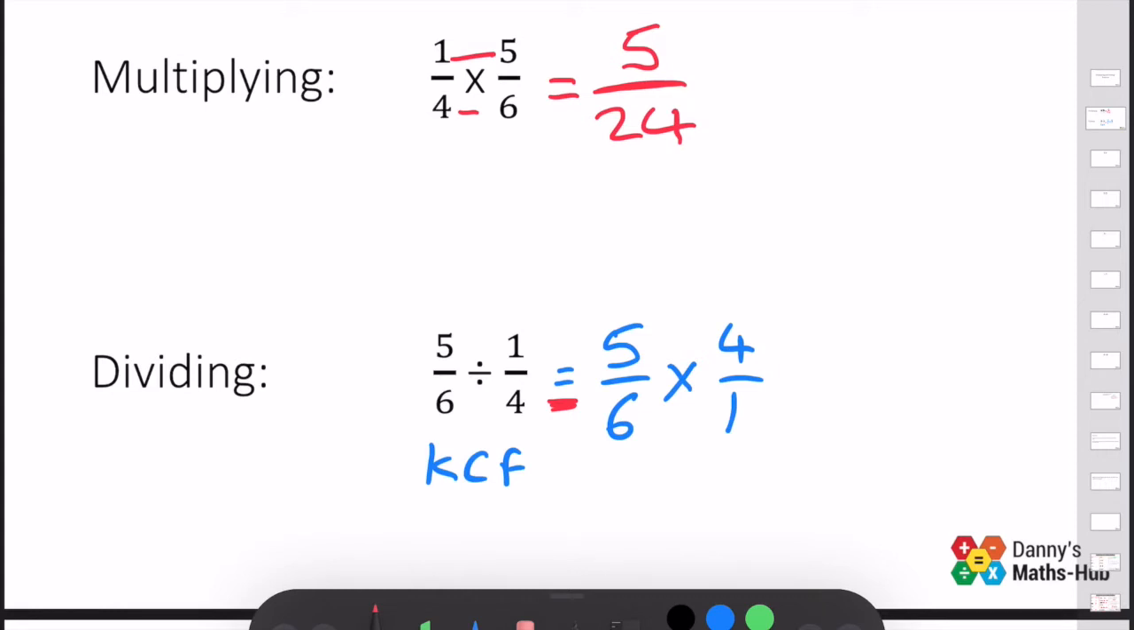Once we've done the keep, change, flip, we can now go through and simply solve this. 5 times 4 is 20. 6 times 1 is 6. Now, this is not finished. If we want the answer in its simplest form, we have to now convert this to a mixed number. An improper fraction is never in its simplest form. So if you don't know how to do this, please go back and check the video before, this is how we go from improper and mixed numbers. So let's have a look. How many 6's go into 20? 3, remainder 2. Now 2/6 can be simplified, so we actually have 3 and 1/3.